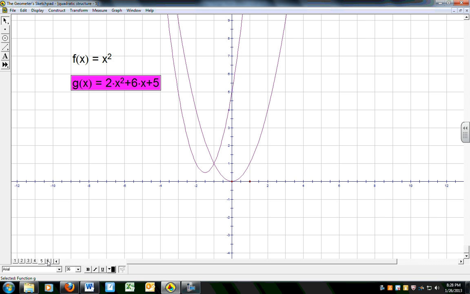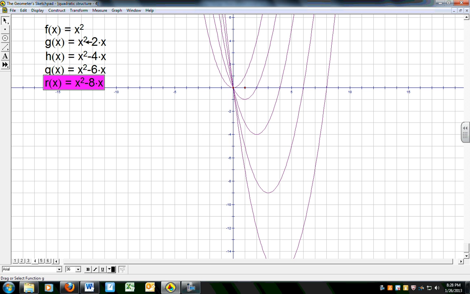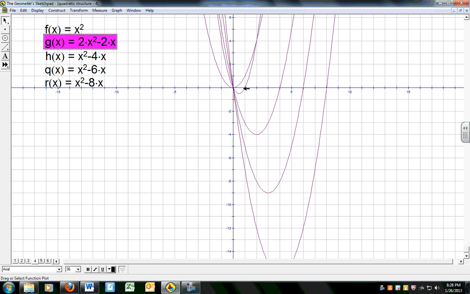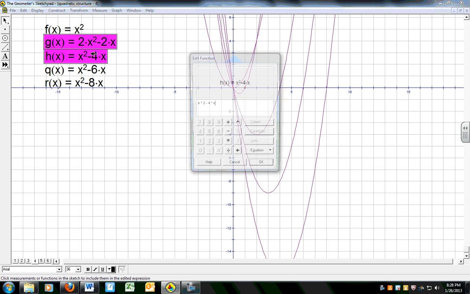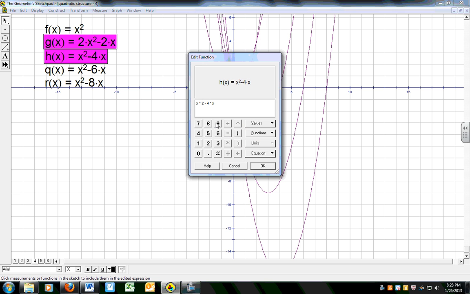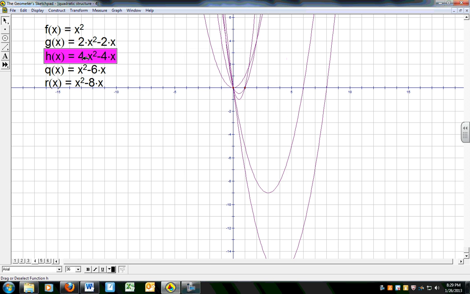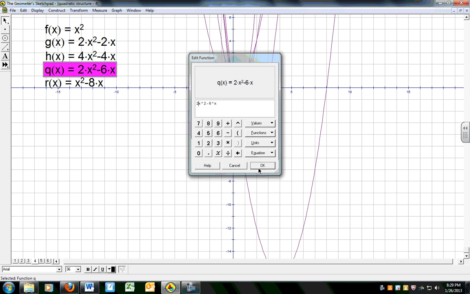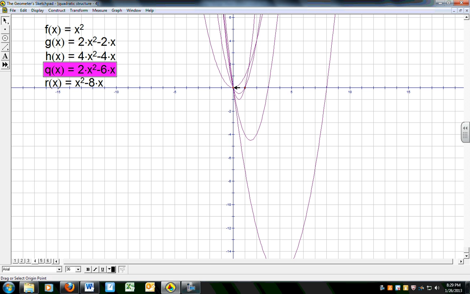I want to go back here and I want to play with this a little bit. So let's go back and let's change this to be a 2, sorry about that, 2x squared. Now instead of shifting over 1, it shifted over a half. Well, instead of doing this as a 2, let's do this as a 4. Instead of shifting over 2, this one also shifted over a half. Let's do this one as a 2 just to see what happens. Instead of shifting over 3, it shifted over 1.5.